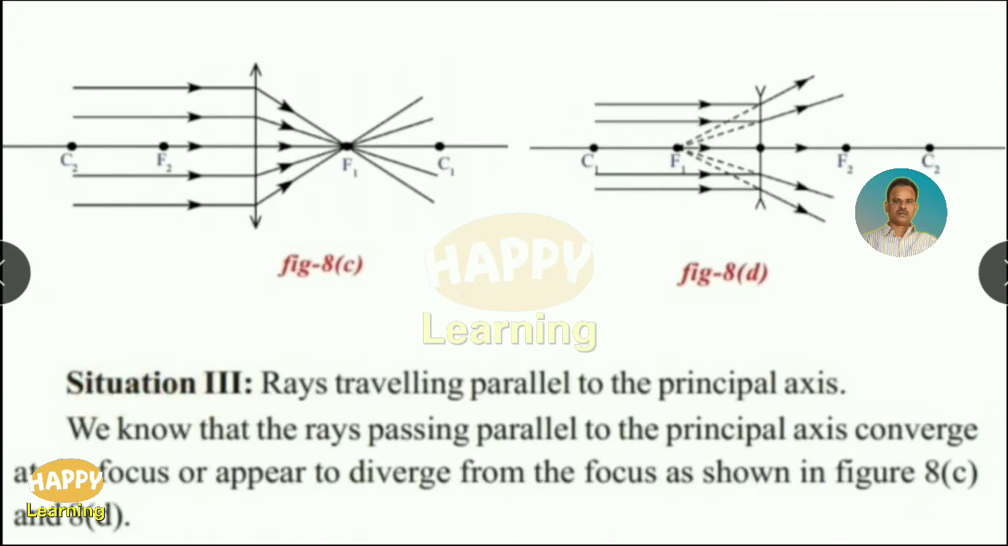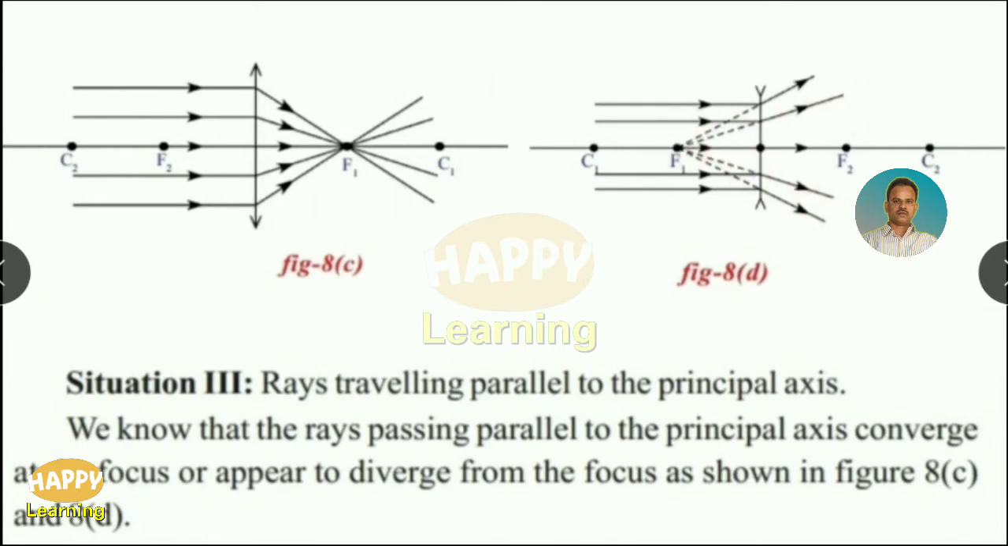Situation 3. Rays traveling parallel to the principal axis. These are rays parallel to the principal axis. When they pass through a convex lens, they are converged to a point, and that point is the focus. We know that the rays passing parallel to the principal axis converge at the focus or appear to diverge from the focus as shown in figure 8c and 8d. Here for a convex lens, they converge. Here for a concave lens, they appear to be coming from one point.